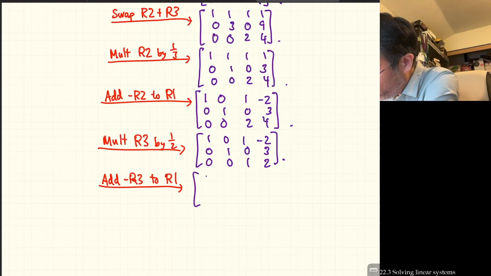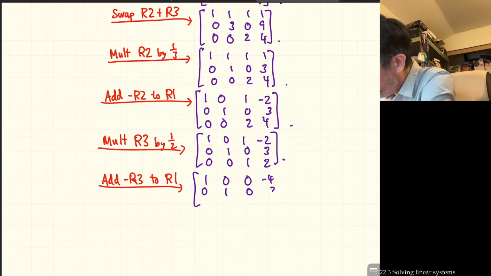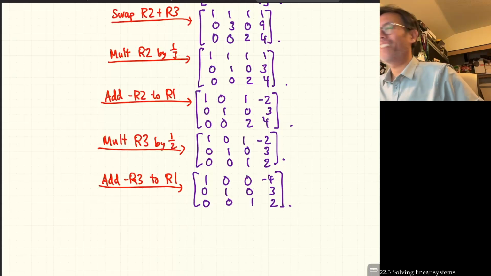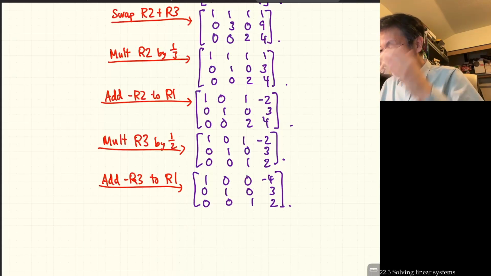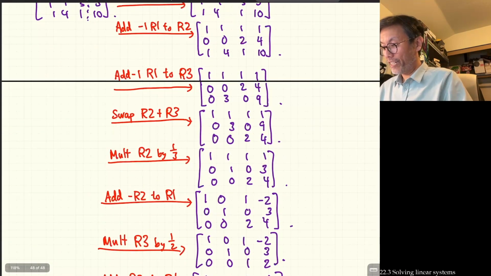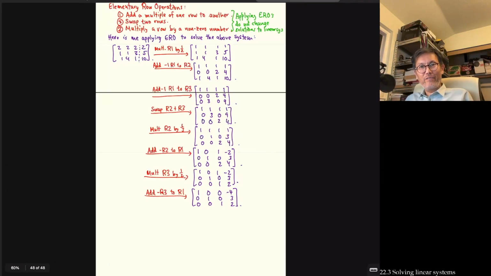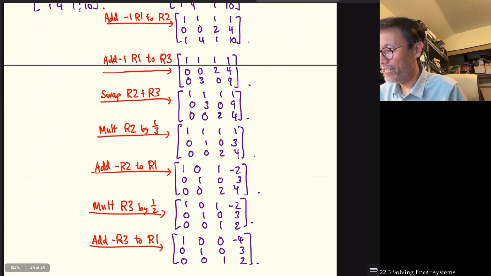And what I get is 1, 0, 0, -4, 0, 1, 0, 3, 0, 0, 1, 2. Okay. All right. That was a lot there, right? This was a long process, quite tedious. Get used to it, okay? This is elementary row operations.